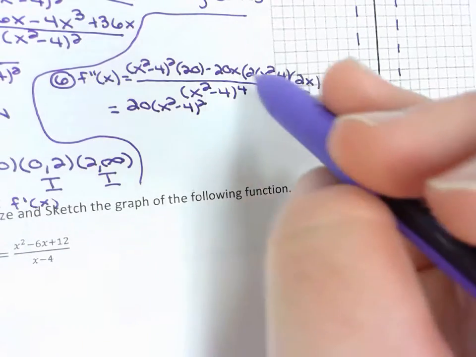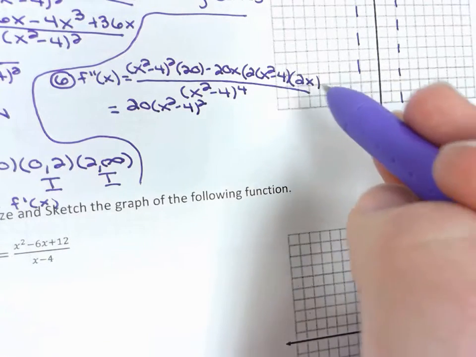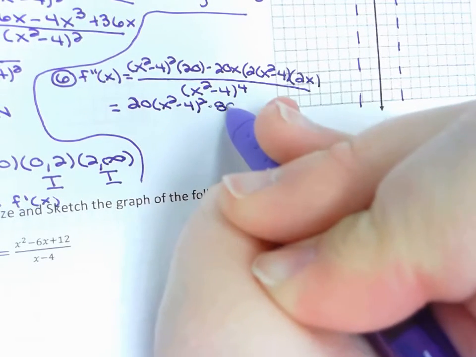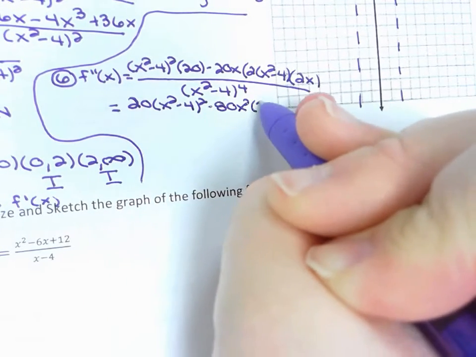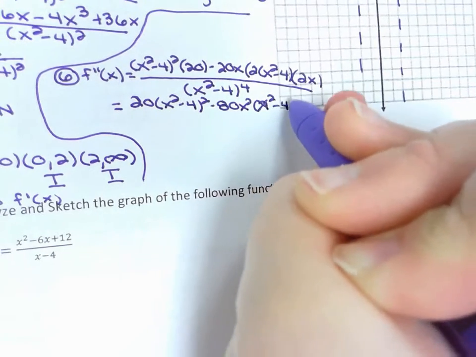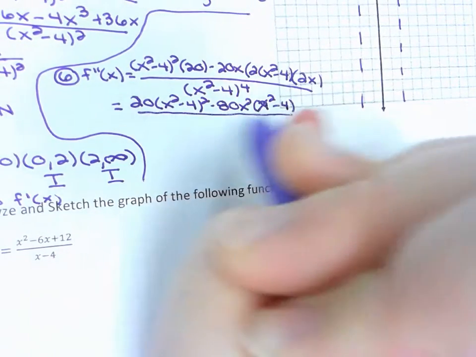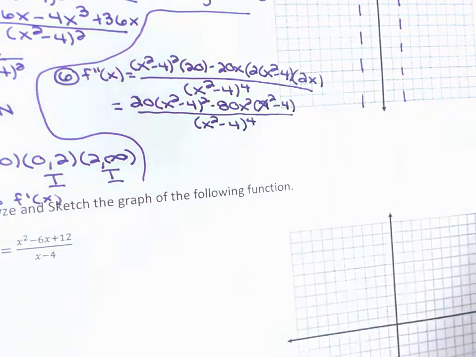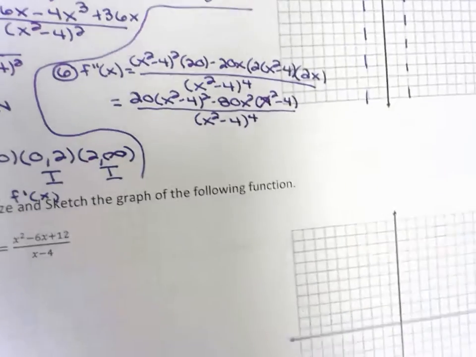I'm going to have what out front for my second one? 22, 40, 80 x squared. There, it's a little easier to see. This is x squared minus 4. I'm going to keep the denominator there. You don't really have to do anything with it, but just keep it there. So now it's easier to see.